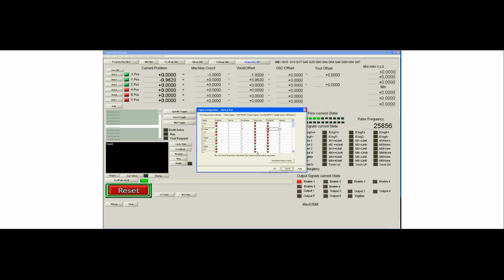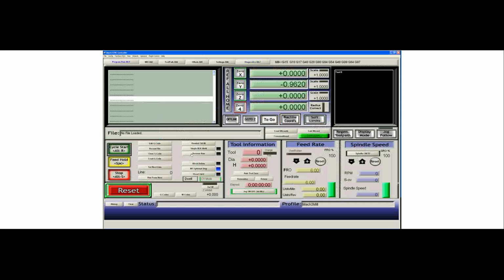So active low is the important thing to check here. Make sure your port and pin numbers are set as they were in Mach3, and make sure that your port is not set to 0 on signals. Same thing with the output signals. Make sure that your port and pin numbers are set appropriately. You can see these are all set to port 0 because they're not being used. A signal that's turned on should never be set to port 0 unless, again, you're emulating it and you know what you're doing.